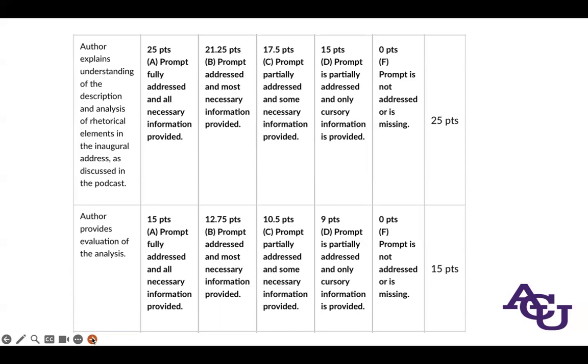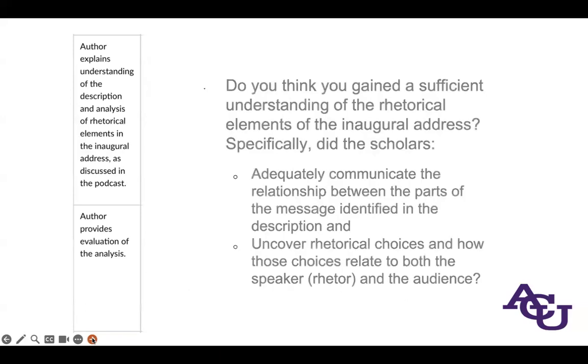These two criteria don't directly match the language or order of questions in your assignment description, so we're going to break it down to figure out what questions from the prompt these two criteria actually reflect. So they're coming from the second assignment question. Do you think you gained a sufficient understanding of the rhetorical elements of the inaugural address? And specifically, did the scholars adequately communicate the relationship between the parts of the message identified in the description and uncover rhetorical choices and how those choices relate to both the speaker, rhetor, and the audience.